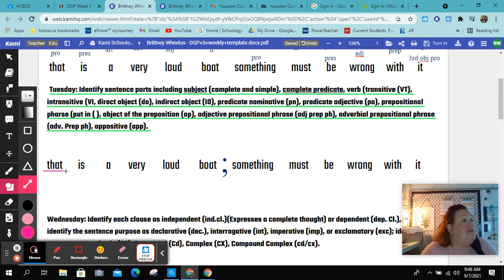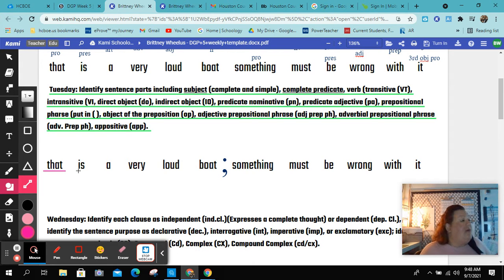The subject of a sentence always has to be what part of speech? A noun or a pronoun. You will see that question on your test on Friday. The subject of a sentence will always be what part of speech? A noun or a pronoun. You better make sure you know it.